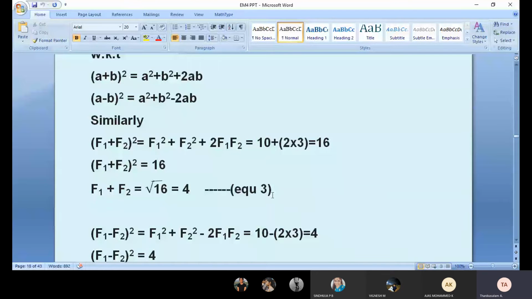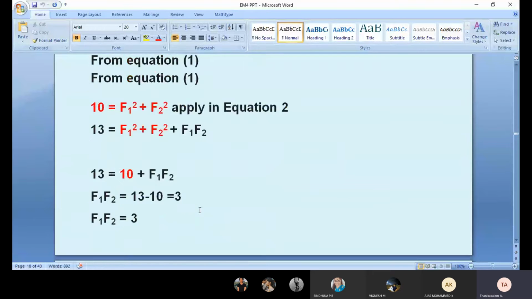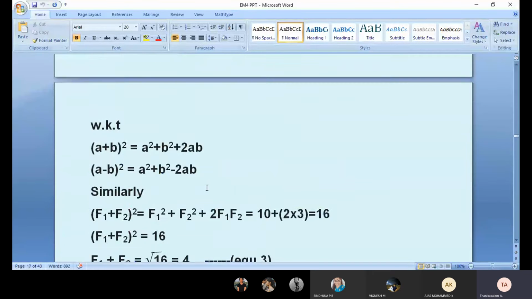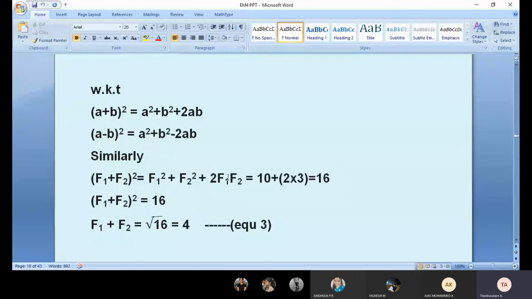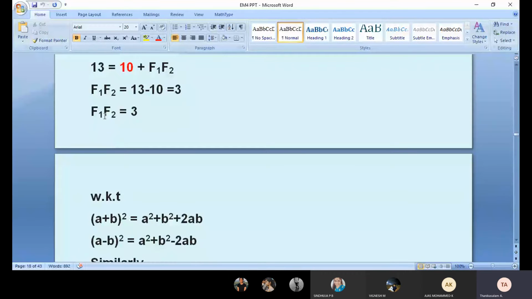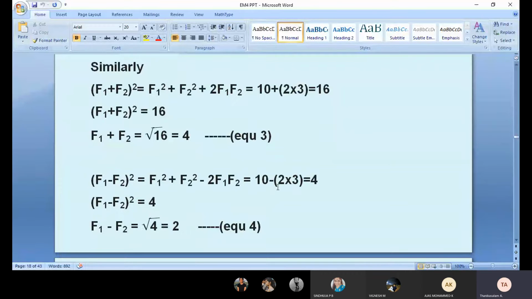This is equation 3. Now similarly, F1 minus F2 whole squared: F1 squared plus F2 squared minus 2 F1 F2. What is F1 squared plus F2 squared? 10. See here, red mark, 10. So I replace 10. What is F1 F2? We know F1 F2 equal to 3. Therefore, 10 minus 2 into 3, 4. So F1 minus F2 whole square equal to 4. What is F1 minus F2? Equal to square root of 4, equal to 2. See equation 4.